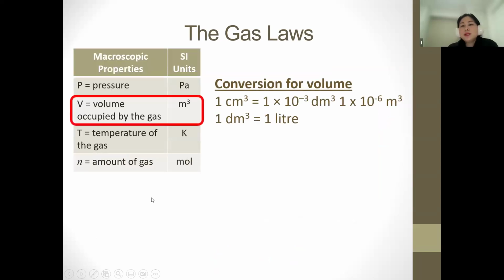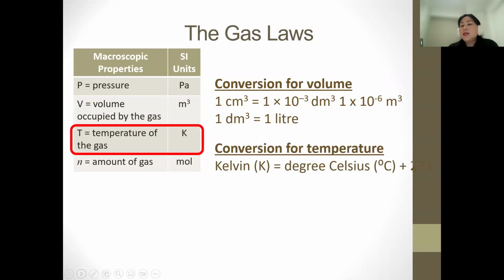Okay, so do take note that the volume is in meter cube and you must be able to convert. So meter cube can be converted into dm cube and cm cube, and your cm cube can be converted into meter cube. Okay, 1 meter cube is 1 million cm cube. All right, and 1 meter cube is 1000 dm cube. So do note your conversion.